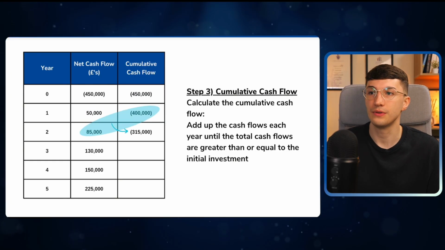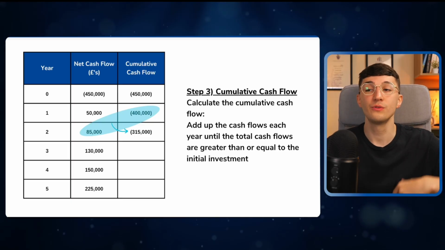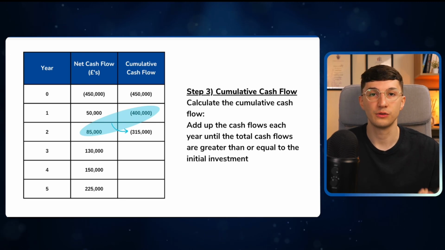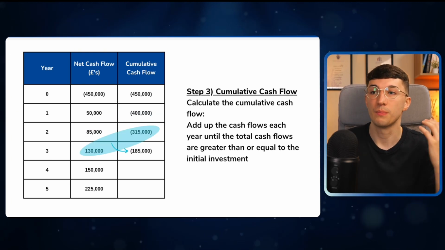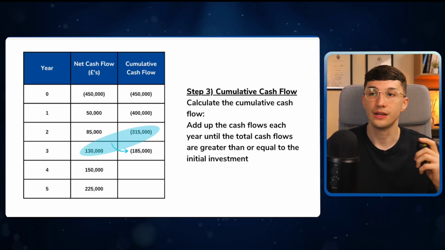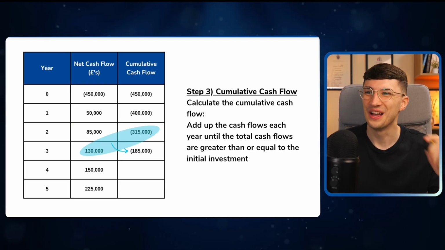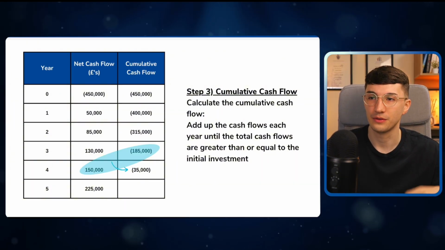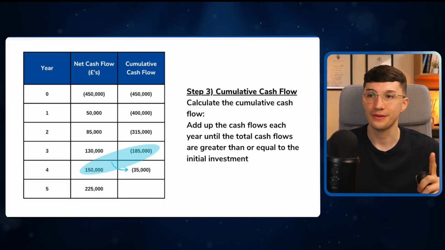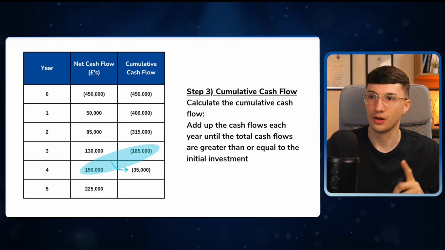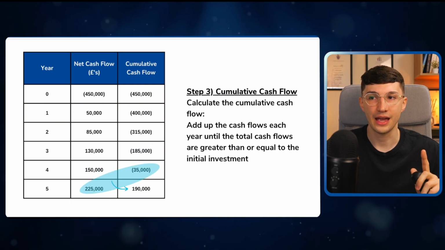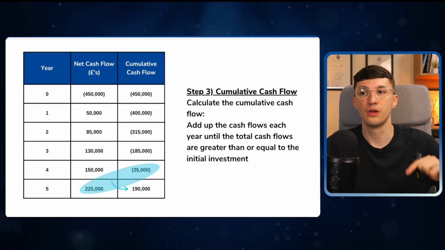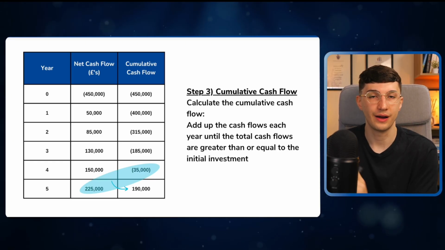We do the same thing again for year 2. Minus £400,000 plus £85,000 equals negative £315,000. We do the same again for year 3. Minus 315 plus 130 gives me minus £185,000. And we do the same thing again. We do minus £185,000 plus £150,000 equals minus £35,000. And watch this one closely. Then we do the same thing again, but we go from minus £35,000 plus £225,000 to positive £190,000.